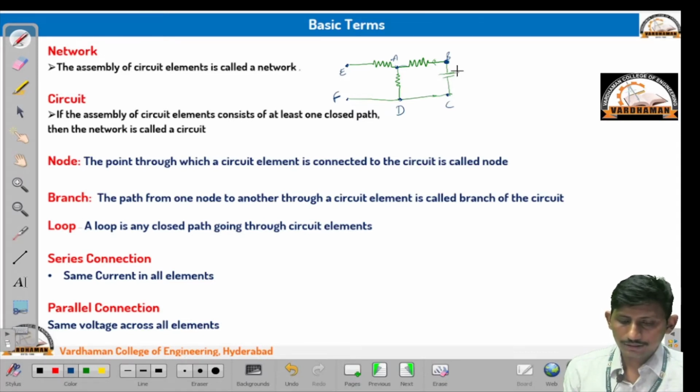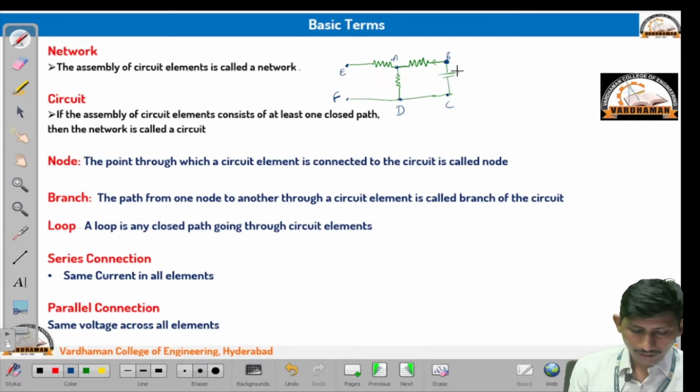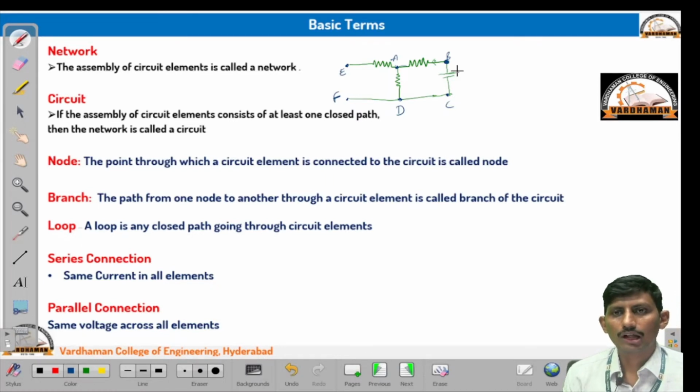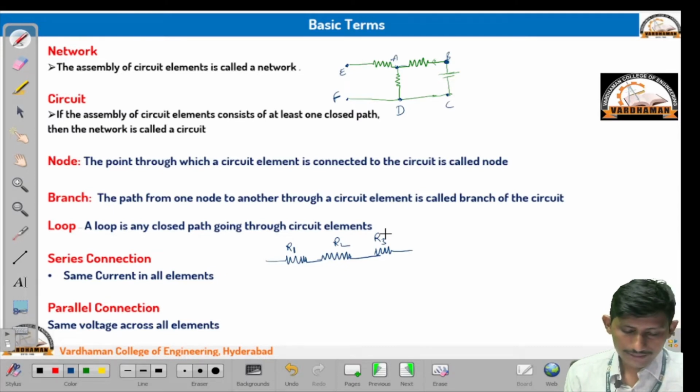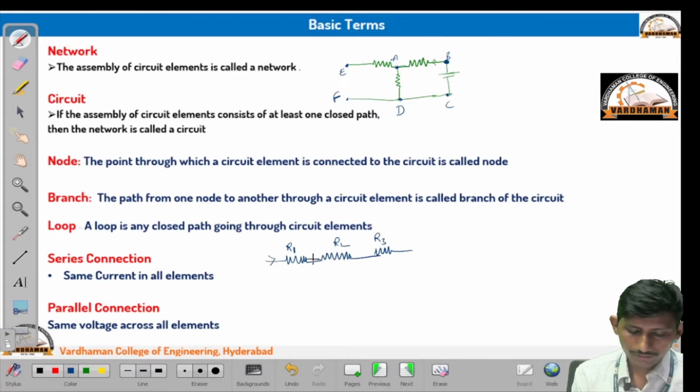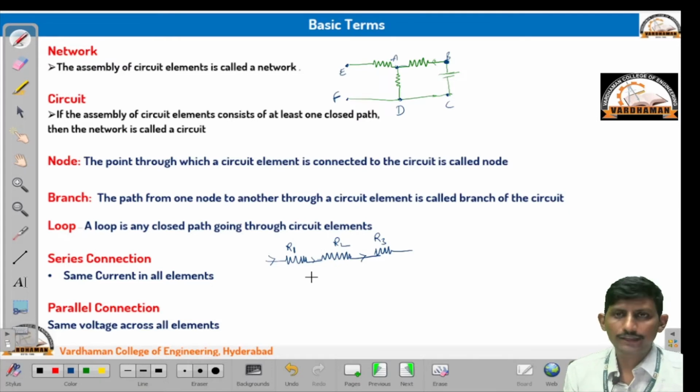Now, in any network, the elements can be connected in two ways. One is series connection, and the other is parallel connection. For any two or more elements to be connected in series, there should be constant current flowing through all those elements. For example, this is, let us say, R1, and I am connecting another resistor R2. Okay. So, another resistor R3. The resistors R1, R2, R3 are said to be connected in series because any current flowing through R1 will also flow through R2 and will also flow through R3. If any source is connected to this network, the amount of current flowing through these three elements is the same.